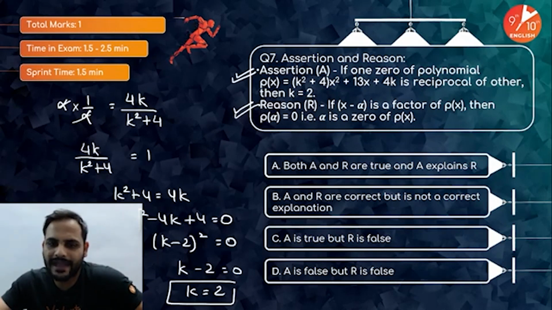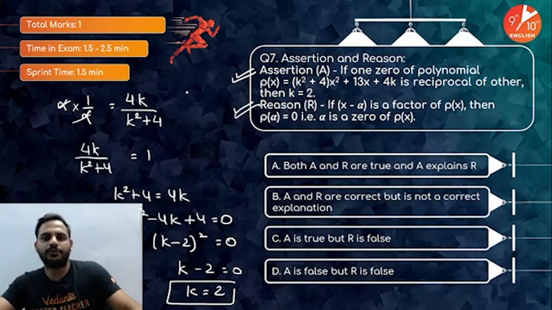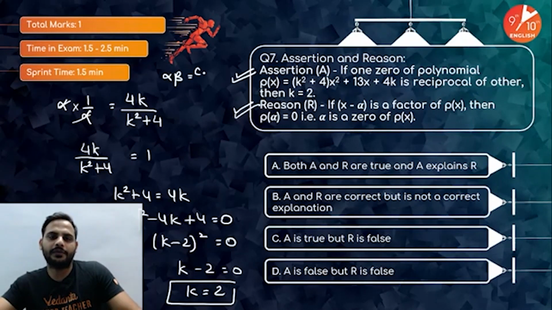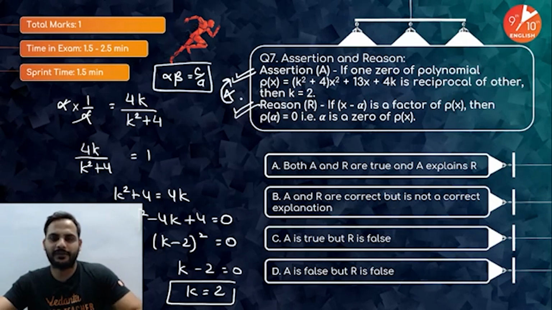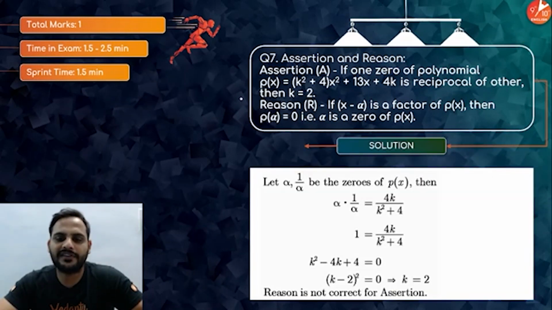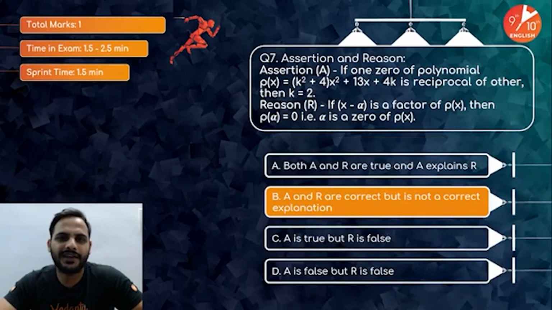Better tell me one thing. I have not used what reason is telling to solve this equation. What I have actually used is alpha into beta is equal to c upon a. That's what I have used. So I say, sir, it is not the correct explanation. Although both the statements are correct, it is not the correct explanation. And I have used something else.